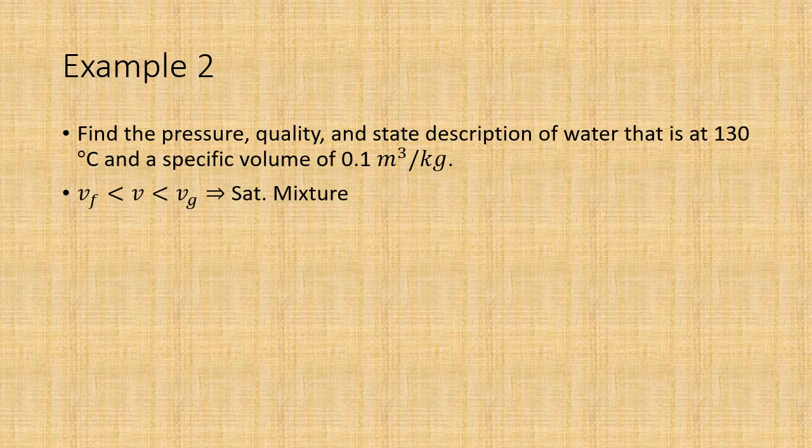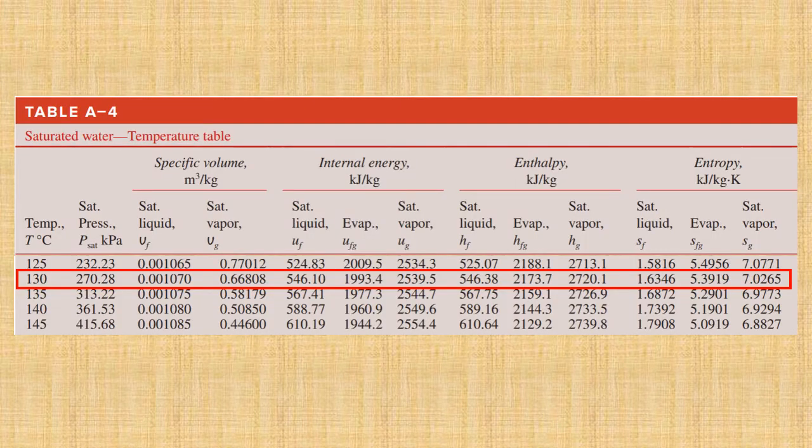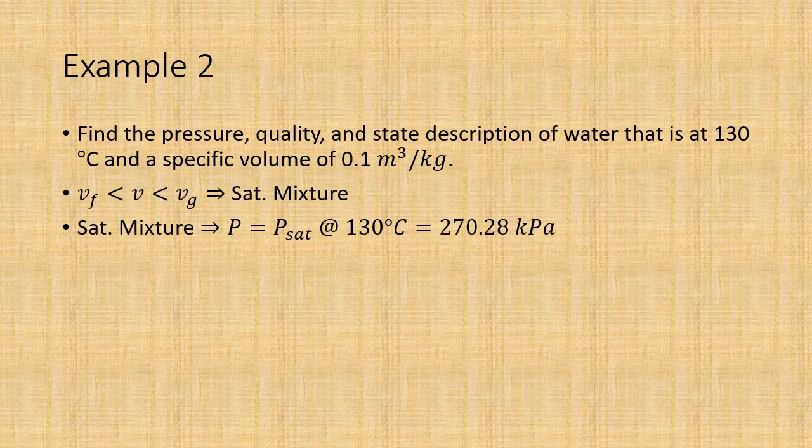Also, this implies that the pressure is equal to the saturation pressure corresponding to 130 degrees Celsius. We go back to the temperature table and look across the row containing the given temperature, and notice that the corresponding saturation pressure is equal to 270.28 kilopascals. Now we have found two of the answers for example 2. All we need now is quality X.